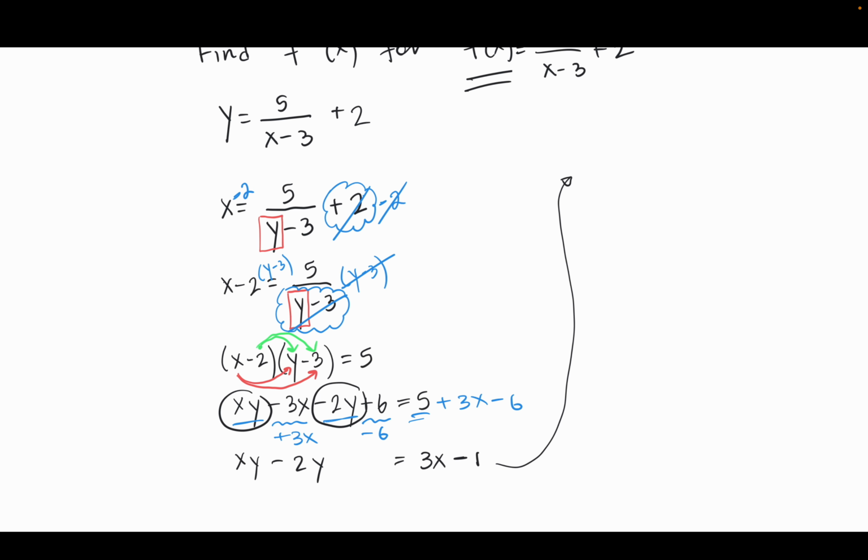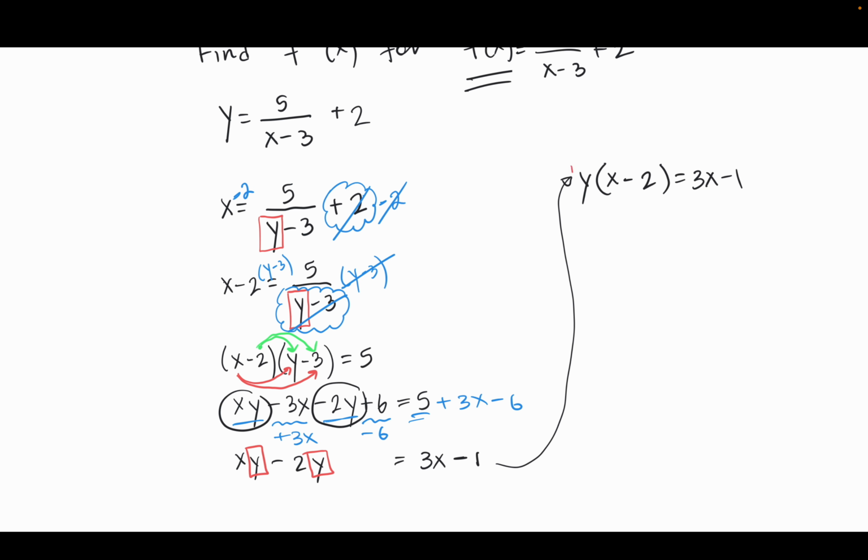So on the left side, where I have xy minus 2y, what I will do is I will pull the y from each of these terms to the outside of my parentheses. So y will now be in the front, leaving me with x minus 2 on the inside. And on the other side, I have 3x minus 1 still.